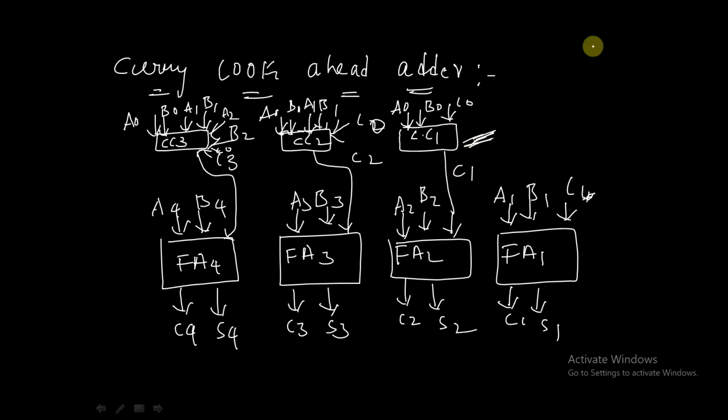And from the equation also it's very clear that there is no dependency upon the previous stage carry. There is only dependency upon the present inputs. That's all. So this reduces the propagation delay which was encountered in the ripple carry adder.